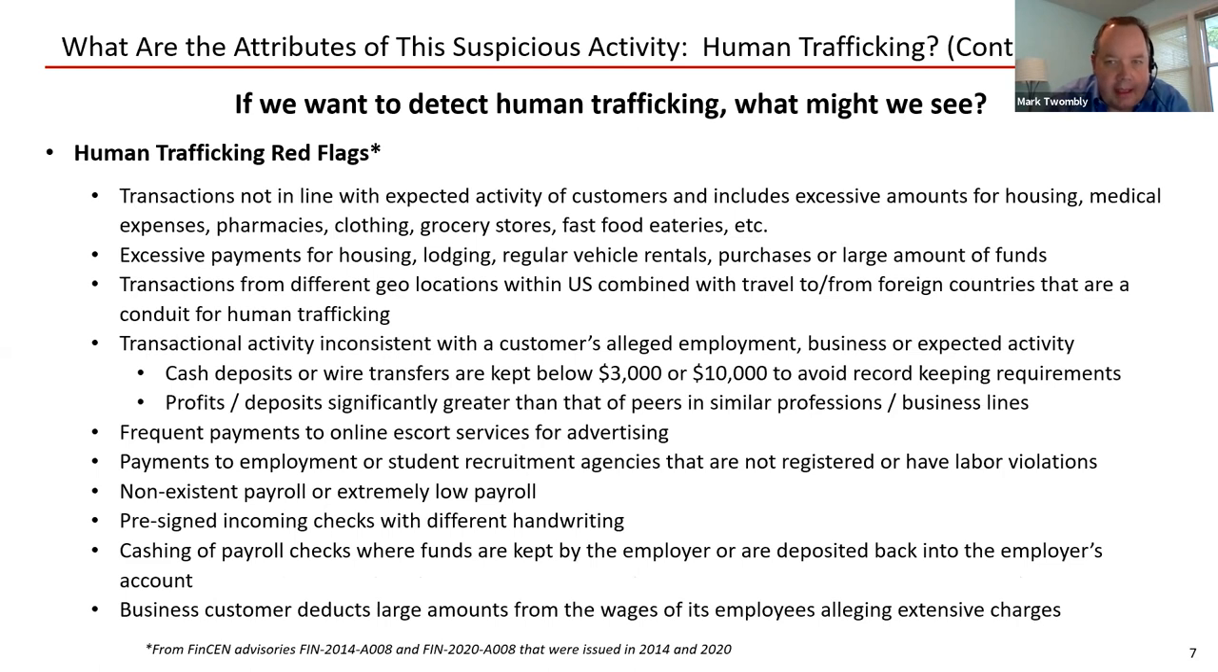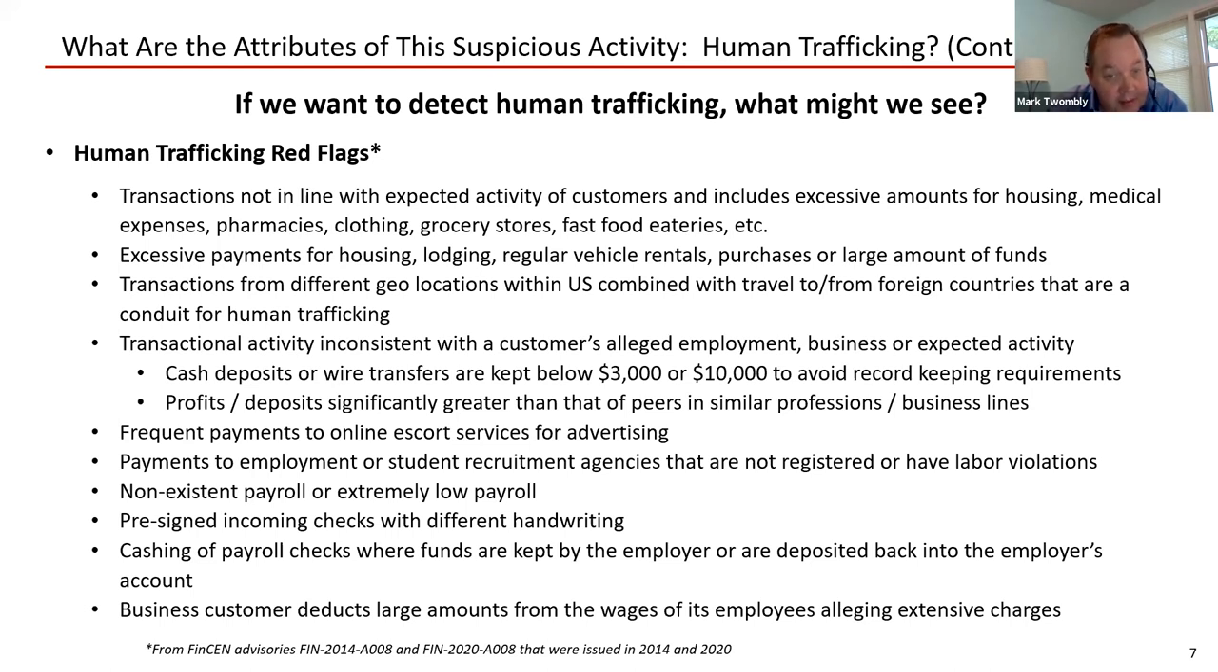Here are some more red flags. If you see things that don't seem to be in line, or excessive payments, for example for housing, lodging, or vehicle rentals. Are there a lot of transactions with different geographic locations, foreign countries known for human trafficking? We'll sometimes see a lot of transactions right below the 3,000 for monetary instruments, or right below the 10,000, which would be structuring. Also frequent payments to online escort services.